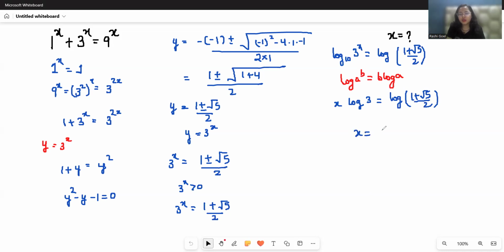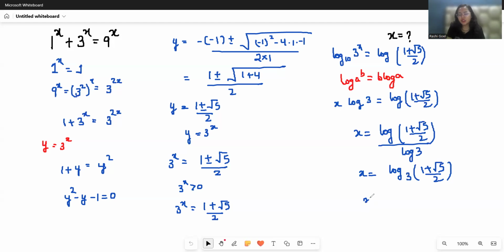So x = log((1 + √5) / 2) / log 3, which we can write as x = log base 3 of (1 + √5) / 2, which is approximately equal to 0.438.